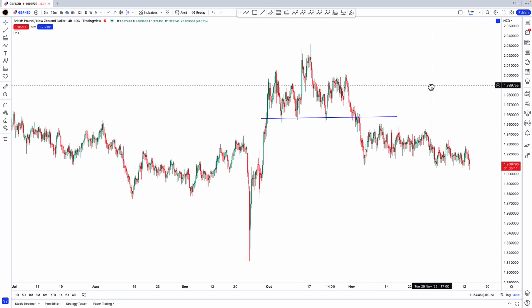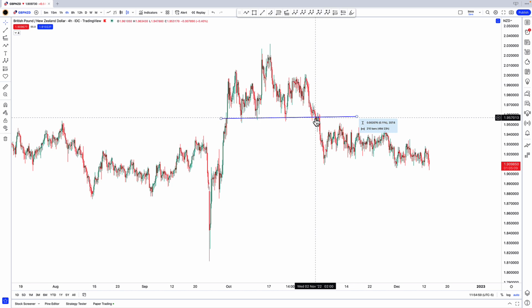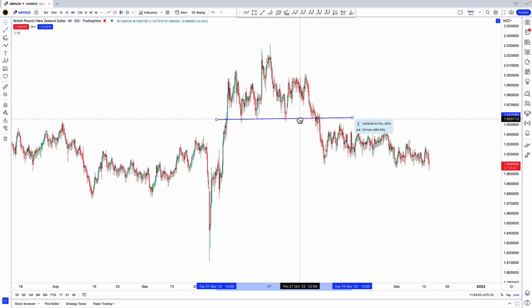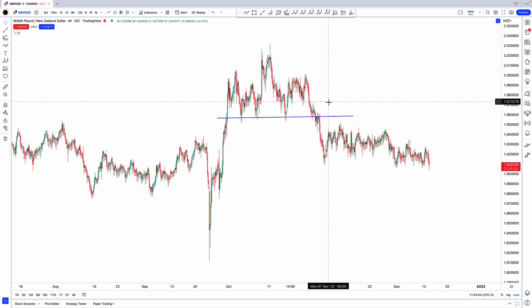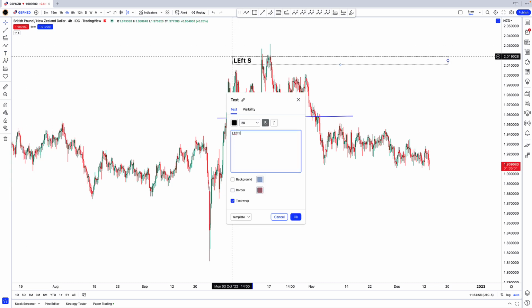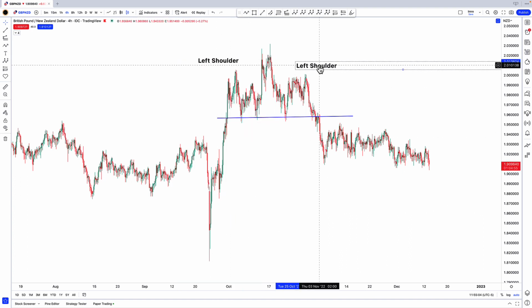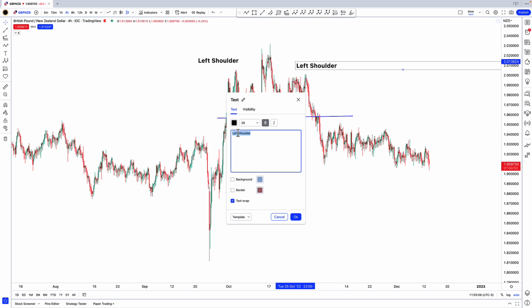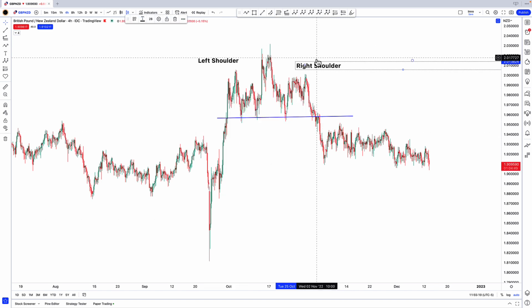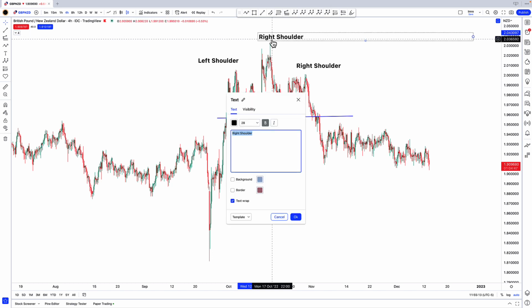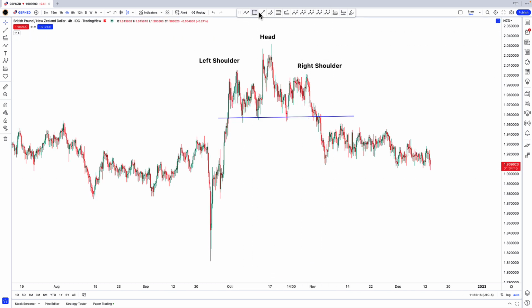We're now going to take a look at another head and shoulders pattern. This one's in sterling Kiwi, and this one's a much more traditional head and shoulders pattern. It's not the inverted variety. So again, we have our left shoulder, we have our right shoulder, we have our head here, and then that blue trend line is the neckline.